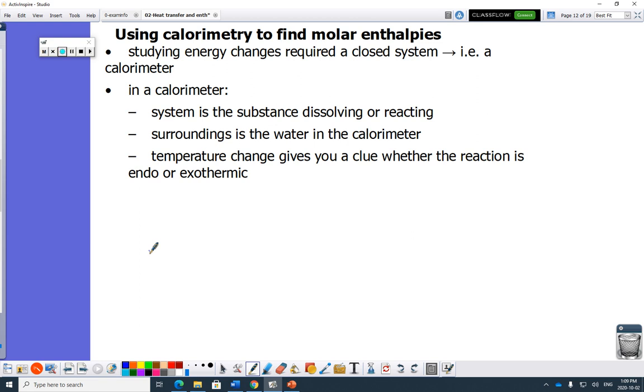a system and a surroundings. It is closed because we don't want energy transfer with the environment. Whatever the system is, you could do a reaction, you could do dissolving, you could do melting, it doesn't matter. And then you can use the temperature change as a clue to whether the reaction is endothermic or exothermic. You could also use the sign of delta H.